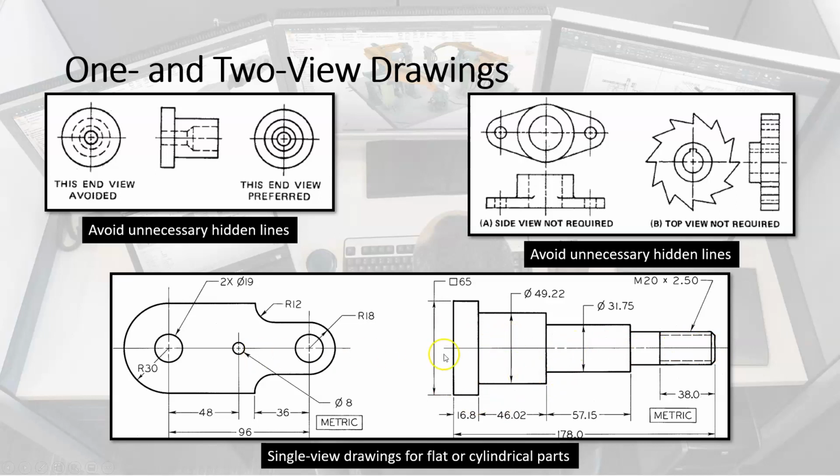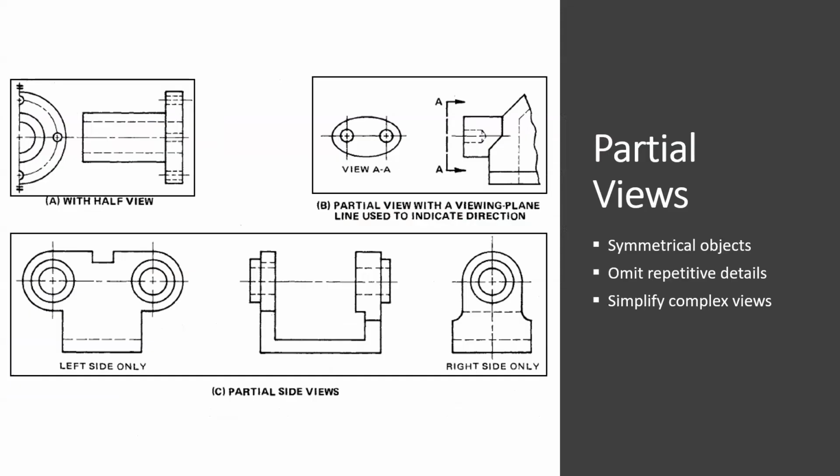So sometimes we can get away with one view, sometimes two views, and that helps to ease up our drawing, make it a lot easier to understand and save time and space in our dimensioning. Okay, so partial views. Sometimes we can actually get away with omitting certain features in our drawing.